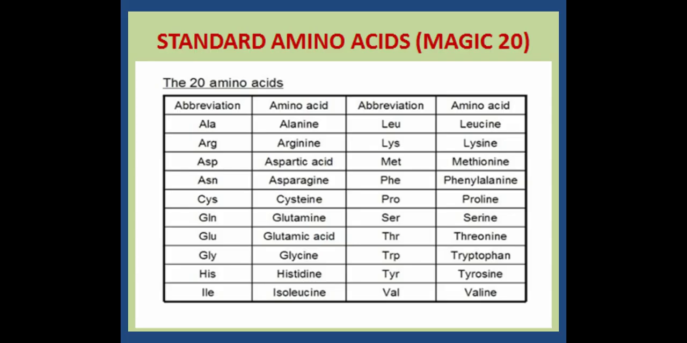The 20 standard amino acids and their abbreviations are presented here. These 20 amino acids are alanine, arginine, aspartic acid, asparagine, cysteine, glutamine, glutamic acid, glycine, histidine, isoleucine, leucine, lysine, methionine, phenylalanine, proline, serine, threonine, tryptophan, tyrosine, valine.